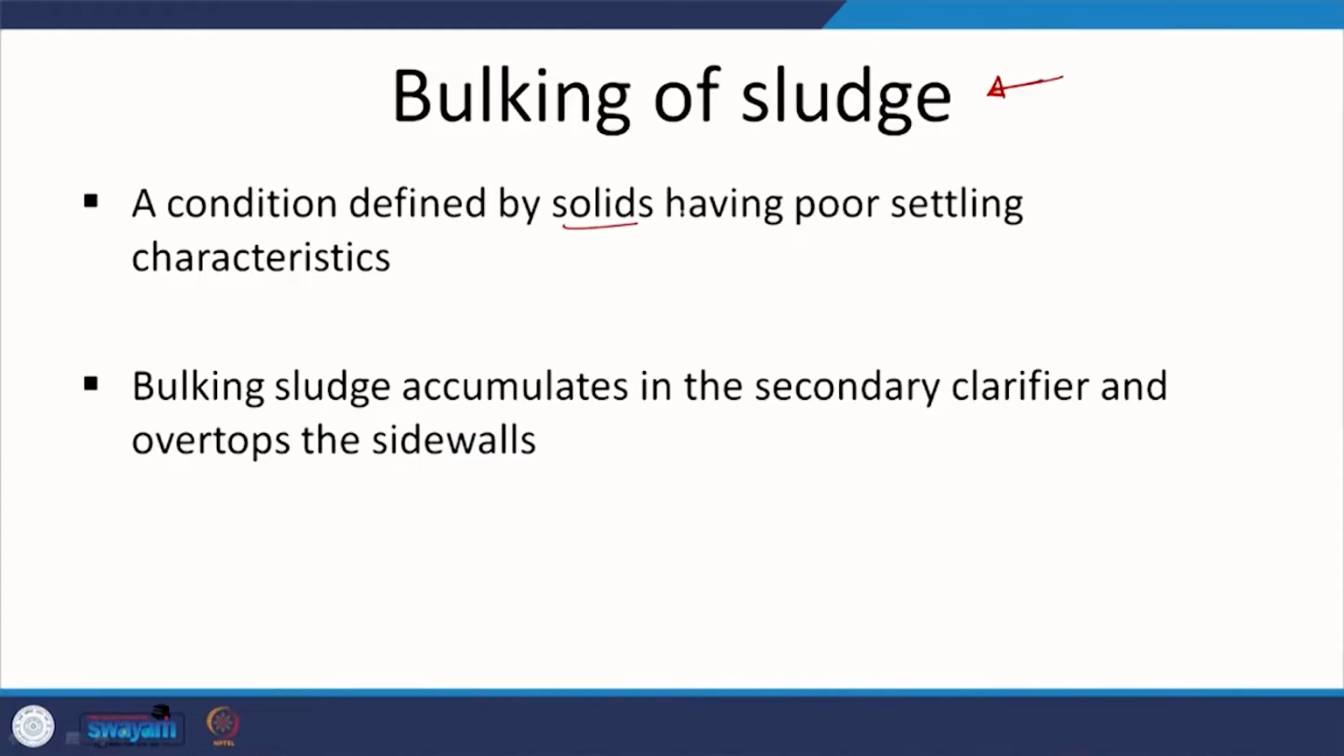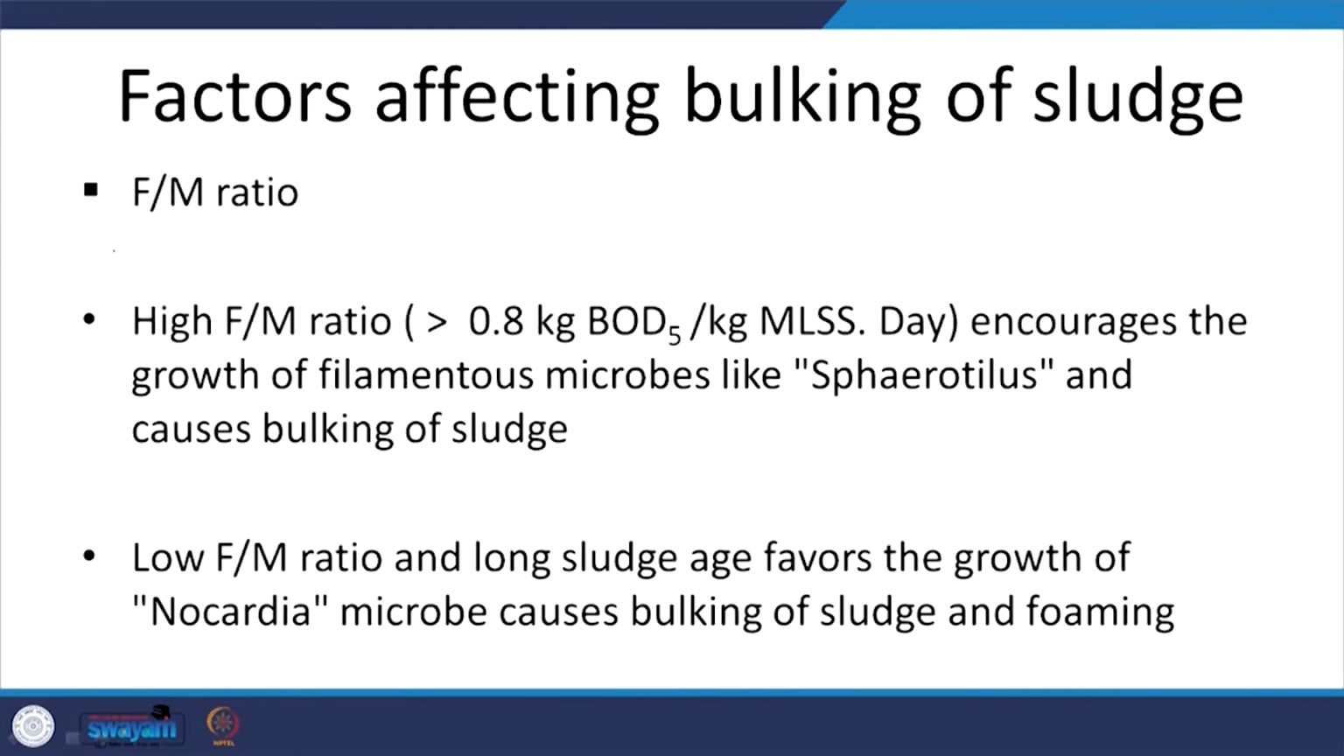So, what is this characterized by? The solids having poor settling characteristics. It accumulates in the secondary clarifier and can even overflow the side walls, right. So, with respect to the F by M ratio and its effect on the bulking of sludge. Again, bulking of sludge, unlike what you might have heard, from what I have seen or read, there seem to be various factors that can lead to bulking of sludge. So, one can be filamentous, one can be non-filamentous and such.